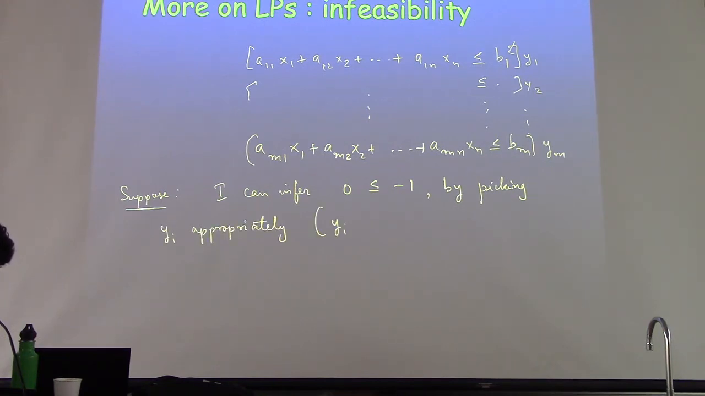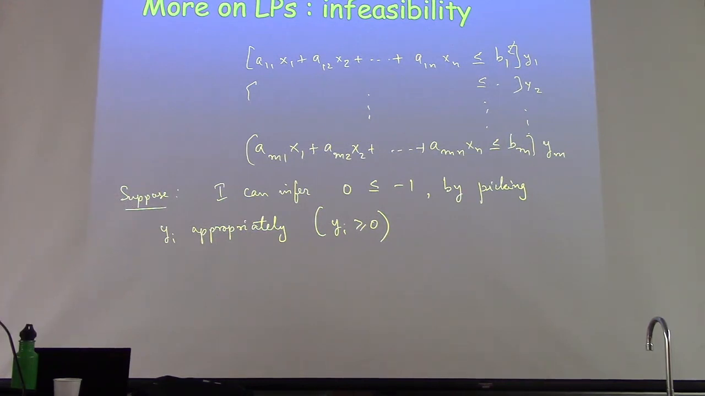And the yi's should all be bigger than or equal to 0. So why should all yi's be bigger than or equal to 0? Inequality. Yeah, otherwise the inequality direction will change. If yi is minus 1 or something, the direction would change and then you can no longer add them up. So I've got to pick yi bigger than or equal to 0, and I add them up. If I can infer 0 less than or equal to minus 1, then it's clear that this system is not feasible.